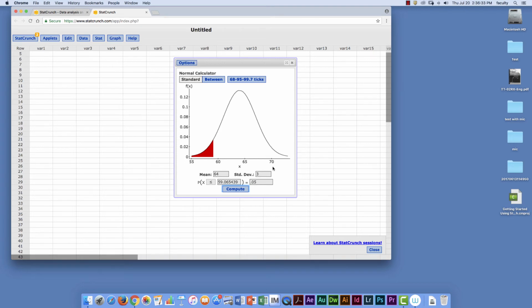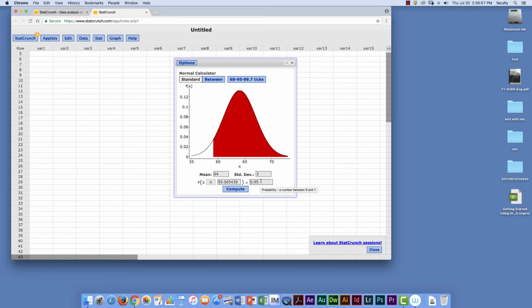What if we were interested in the tallest 5% of women? We know they would be over here on the right tail of the curve. How would we find that area? Well, you might think that all we have to do is change this less than sign to a greater than sign. But what that does is it gives us 95%. And we don't want 95%, we want 5%.